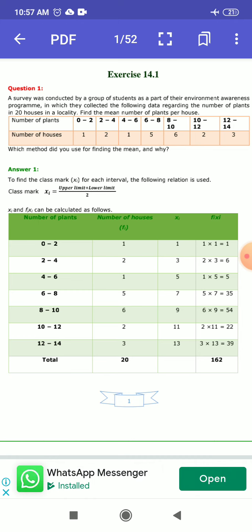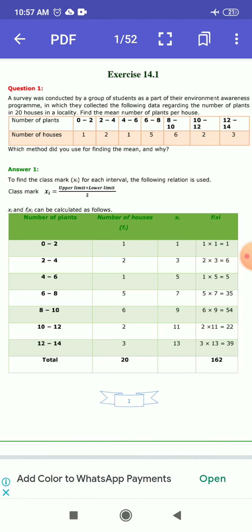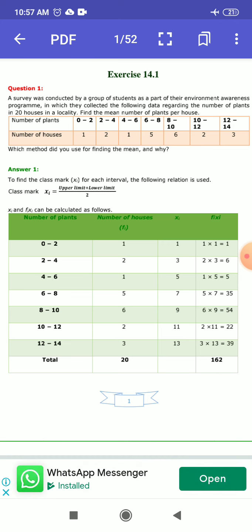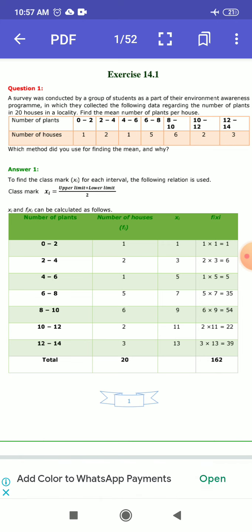So you have to learn these formulas and then after do this exercise. If you do not know how the formula is used in this question, then you will be confused about where we have to do the work and why we have to do these things. Okay, so first of all you have to learn the formula that is written in your class.